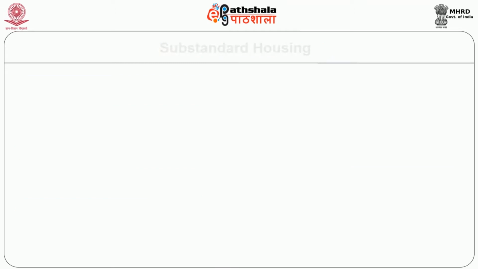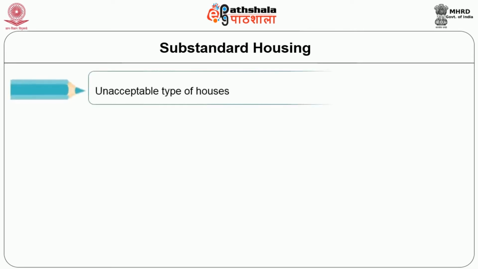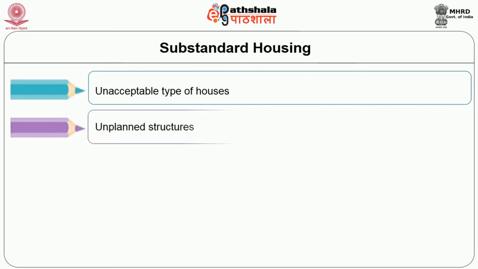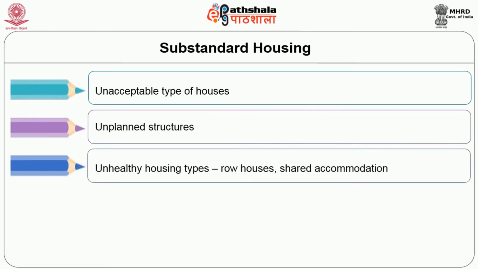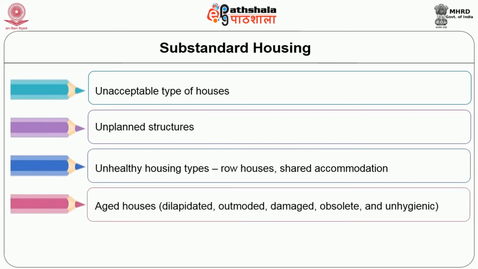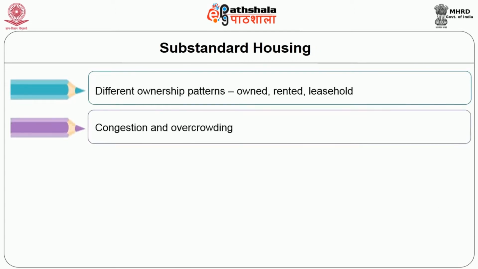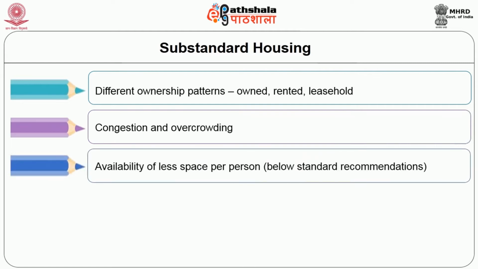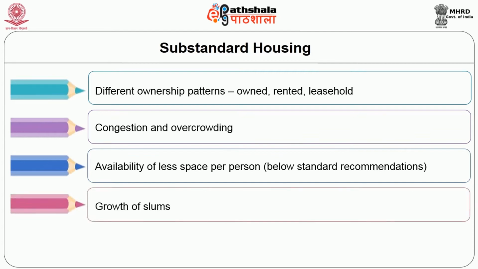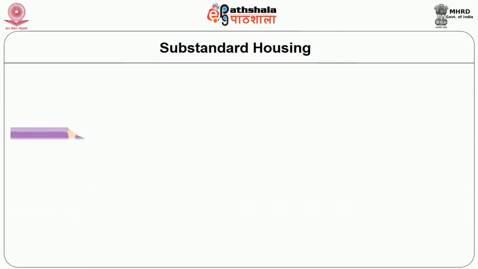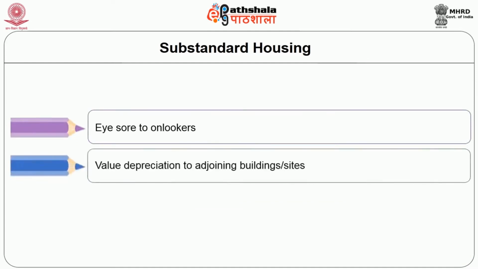What does substandard house mean? You will understand if you go through the points that appear on the screen. Such houses pose a very pathetic image as unacceptable types of houses, unplanned structures, unhealthy housing like row houses, shared accommodation, etc., aged houses which are dilapidated, outmoded, damaged, obsolete and unhygienic, shared housing, different ownership patterns, congestion and overcrowding, availability of less space per person, that is below standard recommendations, growth of slums, polluted environments, eyesore to onlookers, and value depreciation to adjoining buildings or sites.